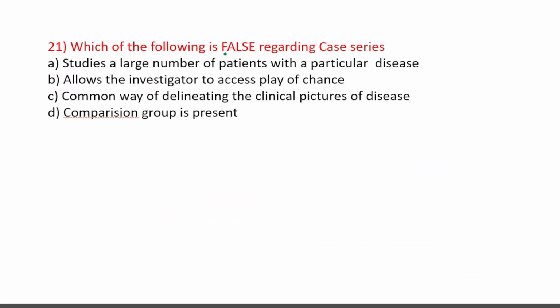Which of the following is false regarding case series? So that means out of these four statements, one statement is false and the other three statements are correct. Now let us see the statements. A. It studies a large number of patients with a particular disease. Or B. It allows the investigator to assess the play of chance. Or C. A common way of delineating the clinical pictures of a disease. Or D. A comparison group is present.